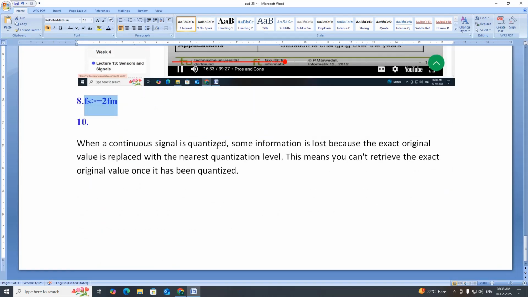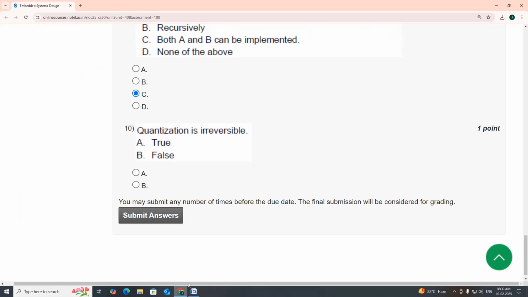So what happens when you quantize? When a signal is quantized, some information is lost because the exact original value is replaced with the nearest quantization level. That means we are rounding off or truncating the values. That's why we cannot retrieve the exact original value once it has been quantized. So it is true. Quantization is irreversible is true.